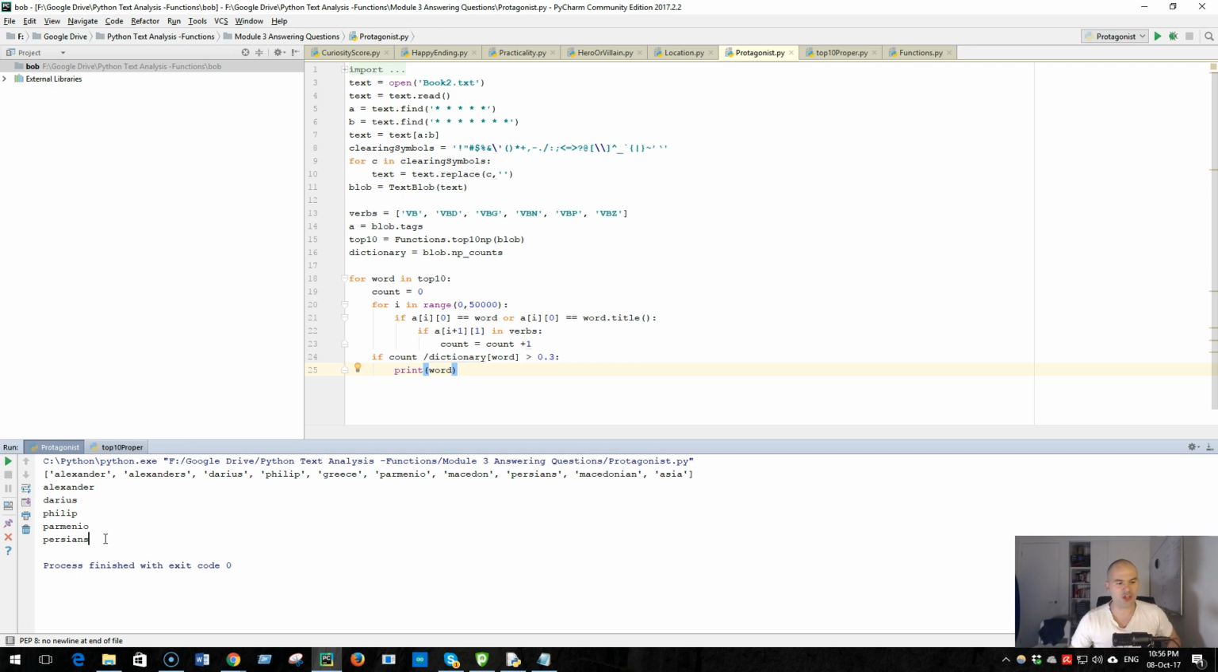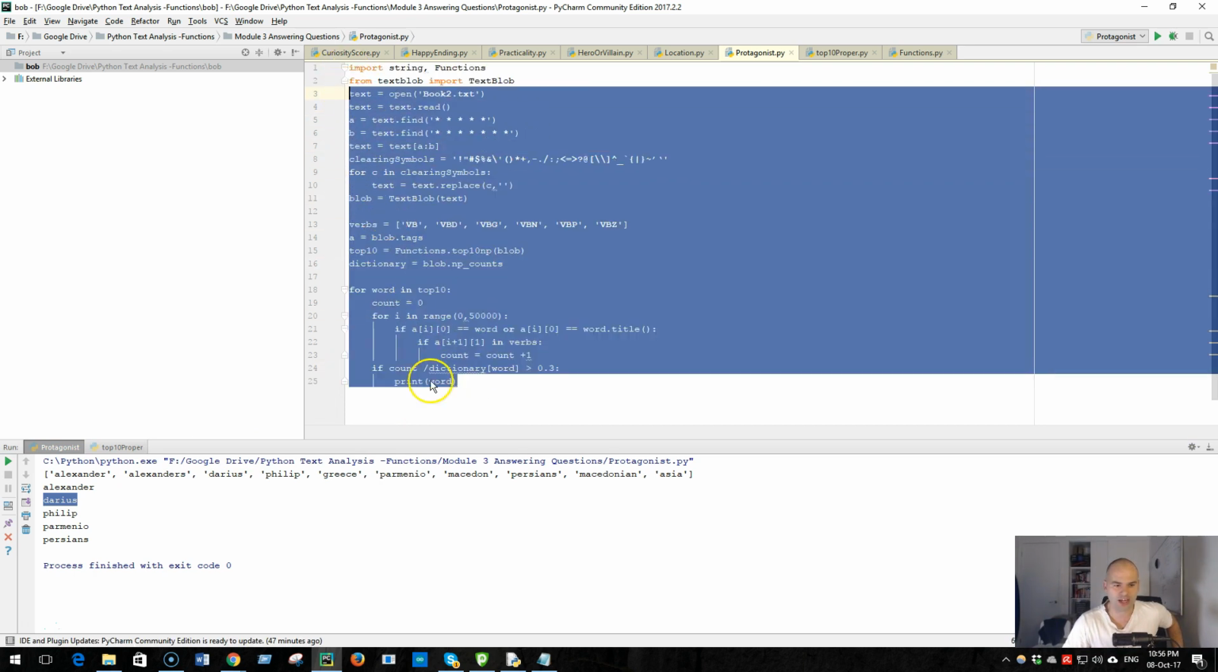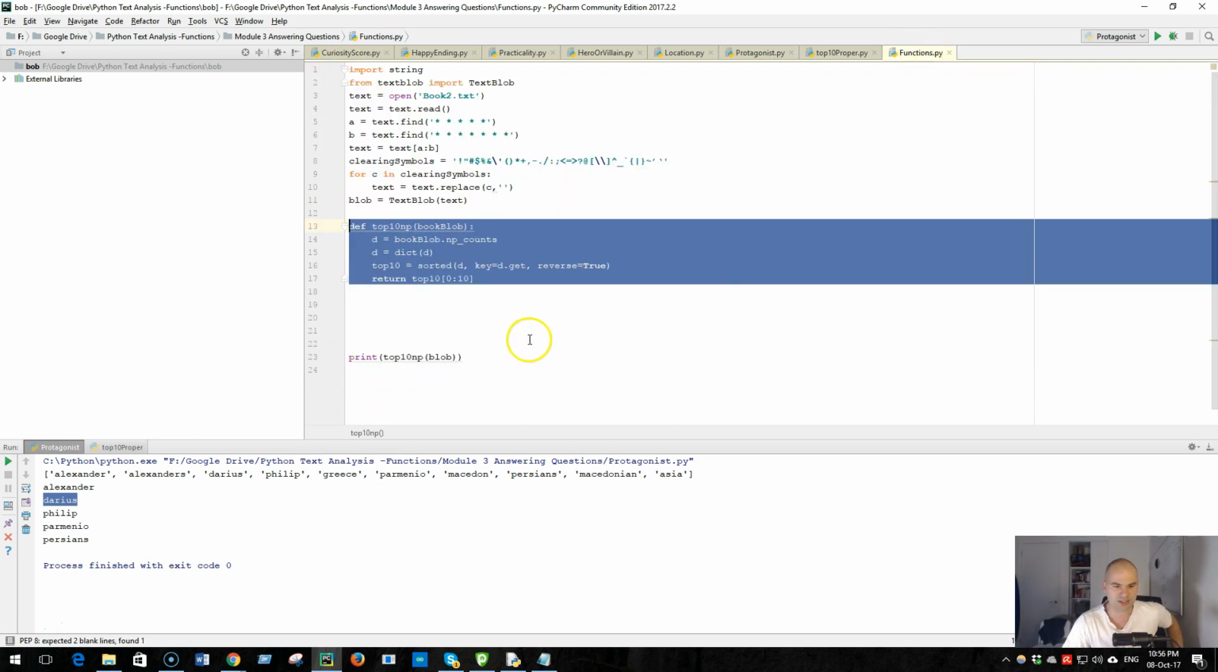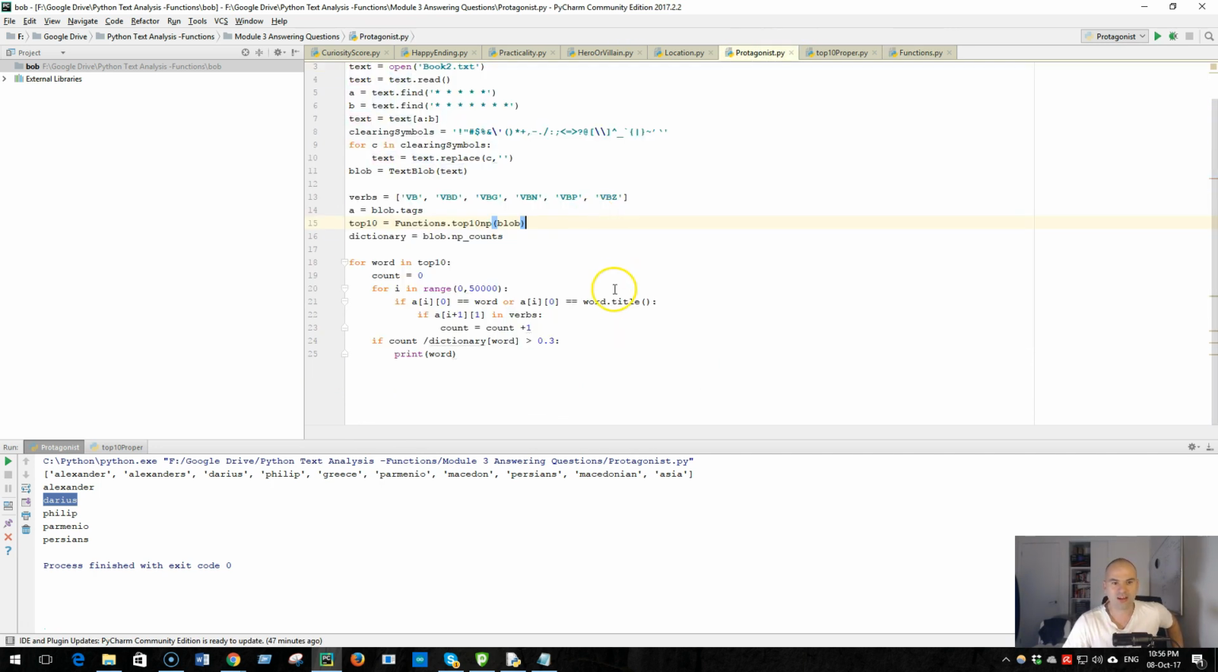So there you have it. That is the protagonist of the book, and that is the second most important person in the book. And it's done with not very much code. These are all the lines right here. We got 25 plus the function from this page, which is another 5. Very powerful text analysis and sentiment analysis modules. So look up TextBlob.